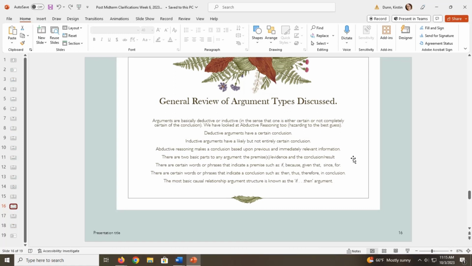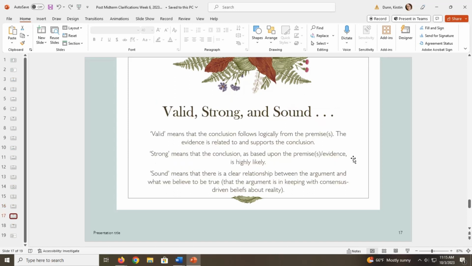There are two basic parts to any argument. There is a premise or premises and evidence. Then there is the conclusion or result. There are certain phrases that indicate a premise, such as if, because, given that, since, for. There are certain words or phrases that indicate a conclusion, such as then, thus, therefore, and, of course, in conclusion. The most basic causal relationship argument structure is known as the if-then argument.